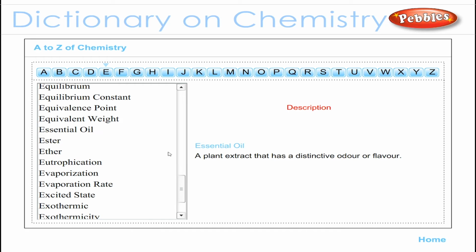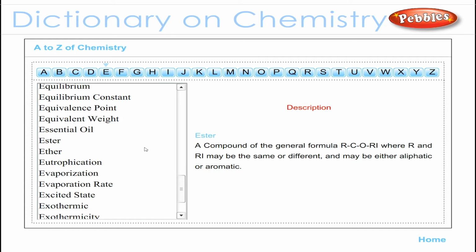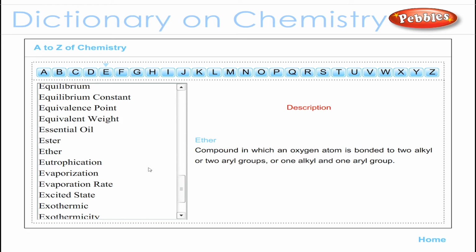Essential oil: a plant extract that has a distinctive odor or flavor. Ester: a compound of the general formula RCOR', where R and R' may be the same or different and may be either aliphatic or aromatic. Ether: compound in which an oxygen atom is bonded to two alkyl or two aryl groups, or one alkyl and one aryl group.